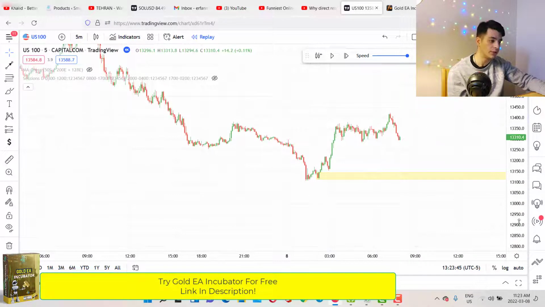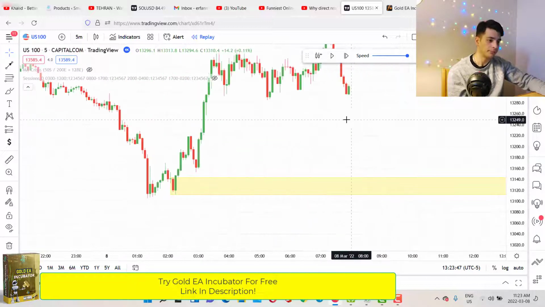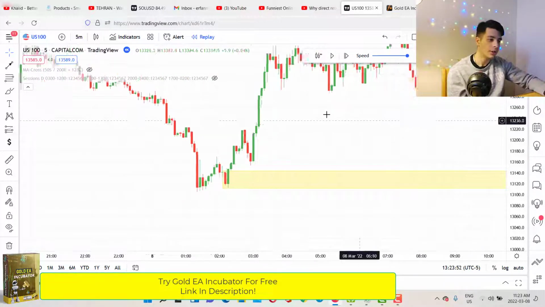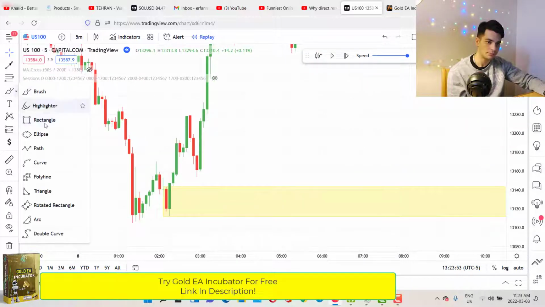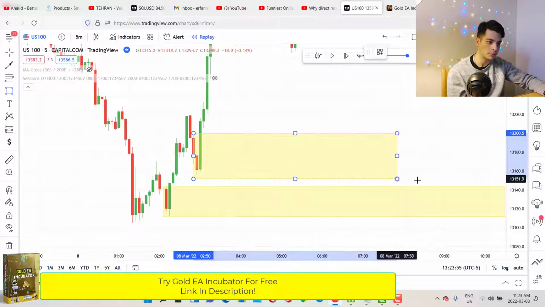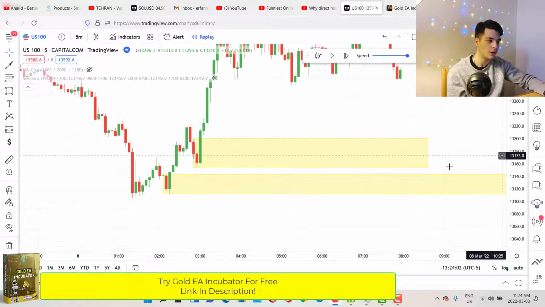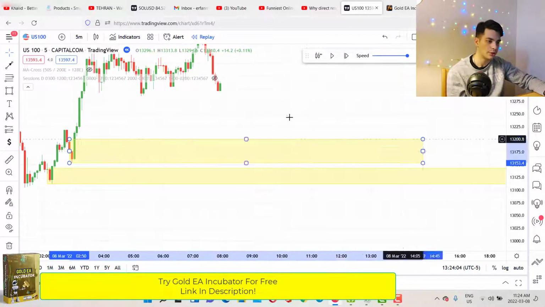It was very significant. But right here, we have two high probability order blocks. The first one is this one. This is a high probability order block, because after that we had a huge spike towards upside, and the next candle never tapped into the zone, so that's why this zone here is a high probability order block.